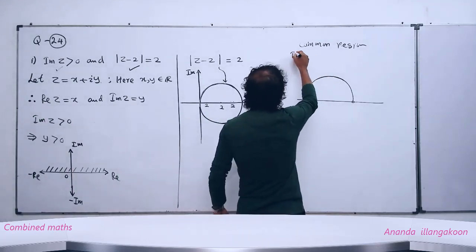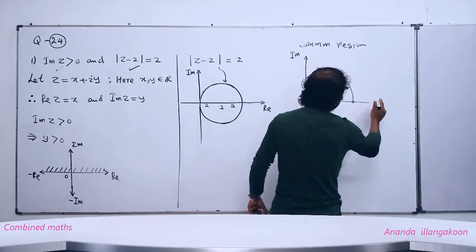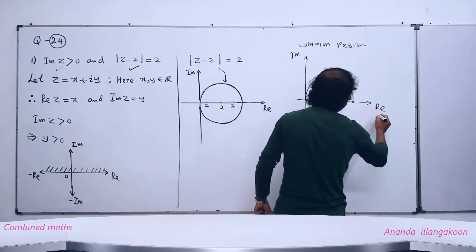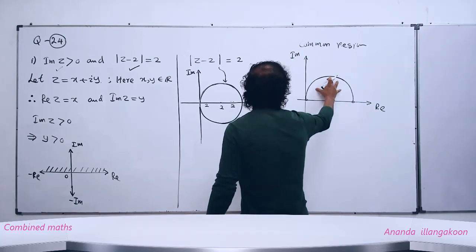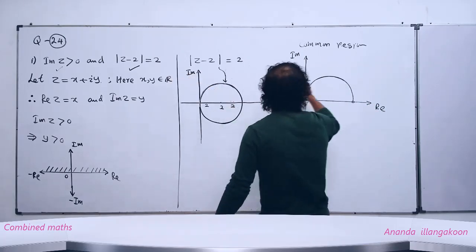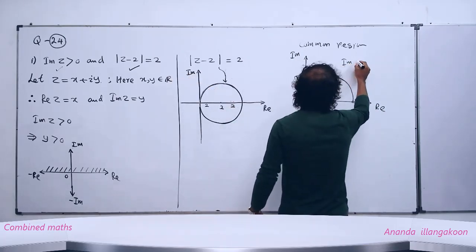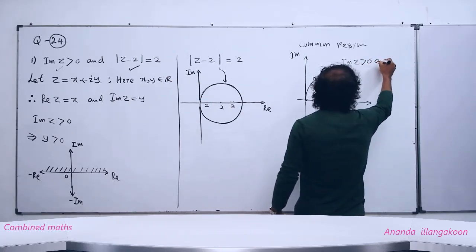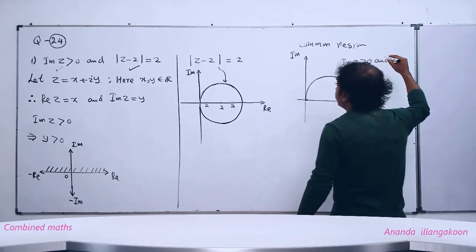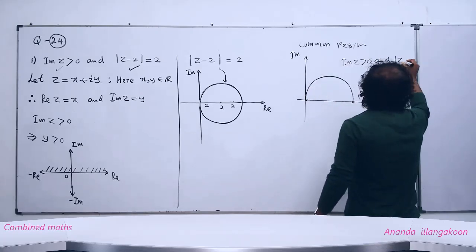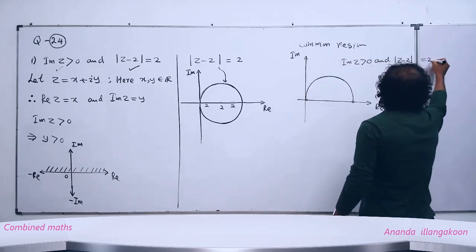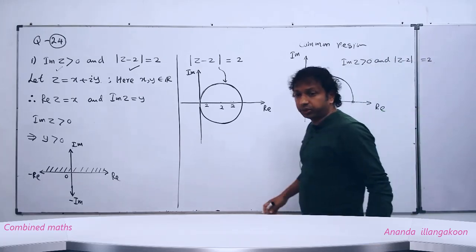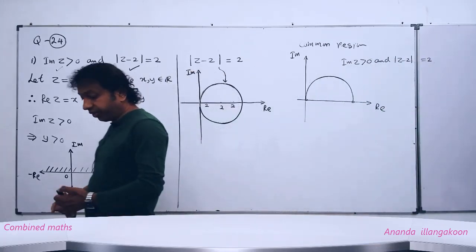So this is the common region for both. This is the imaginary axis, this is the real axis. Therefore, this is the region satisfying that imaginary part is greater than 0 and mod z minus 2 equals 2. Mod z minus 2 equals 2. That is the region, right? Okay.